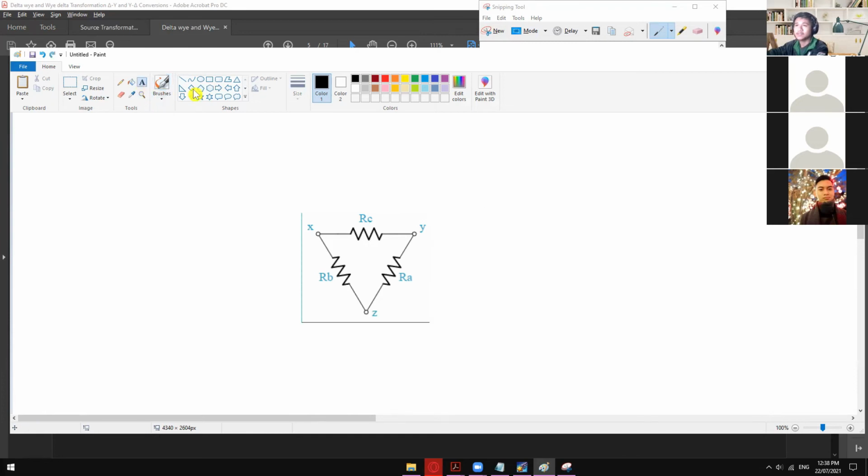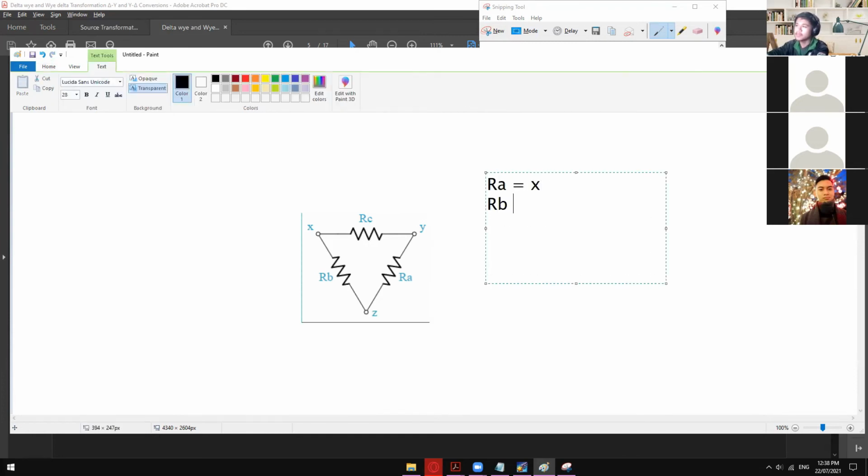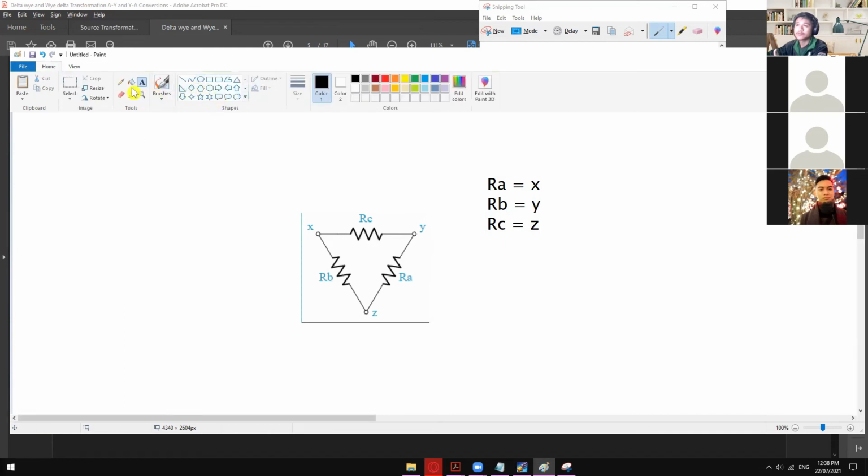Let me write it: RA is equal to X, RB is equal to Y, and RC is equal to Z. So it seems logical, right? ABC is equal to XYZ, correspondingly. The pattern is: wherever your RA is pointing, that is your X. Wherever your RB is pointing, that is your Y. Wherever your RC is pointing, that is your Z. As a result, it becomes like this. We have a node right here, an additional node for the Y configuration, so this will form a Y configuration. RC going to Z, RA going to X, and then RB going to Y. Are we clear with that one?